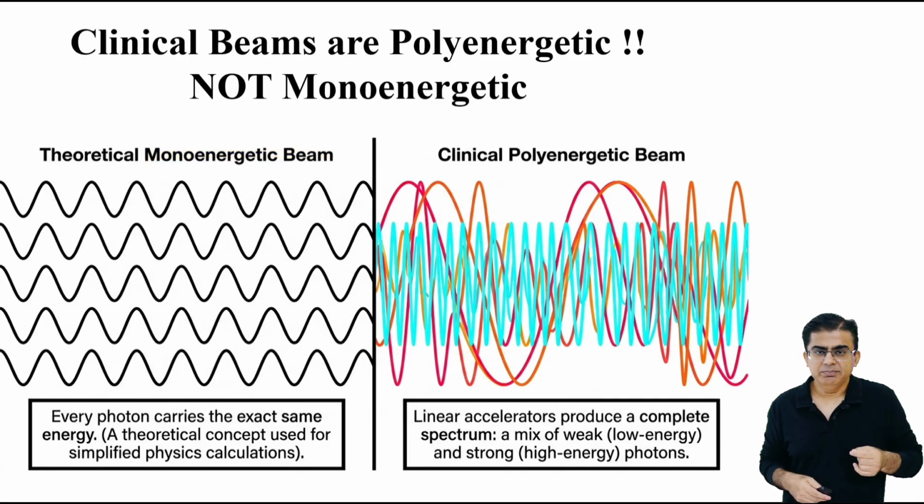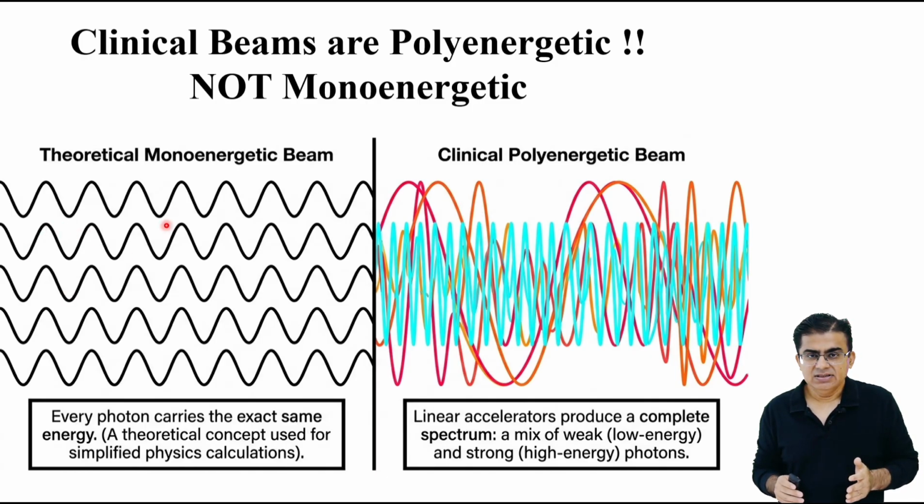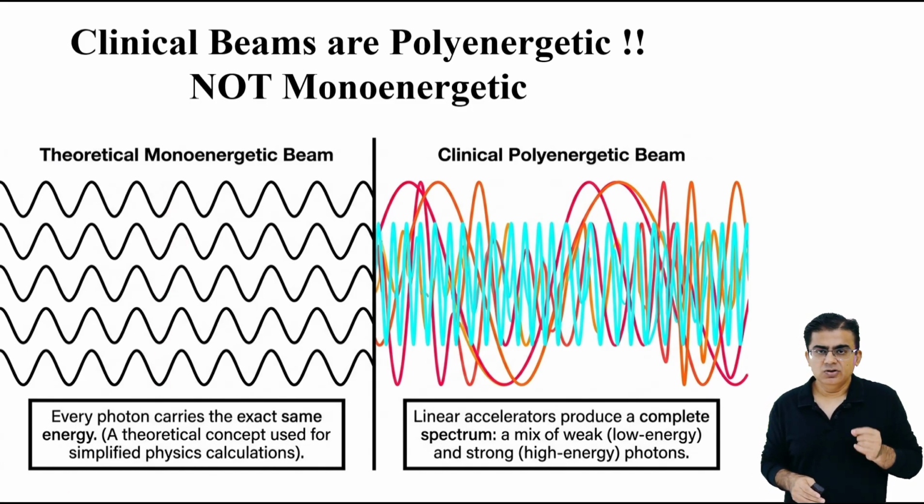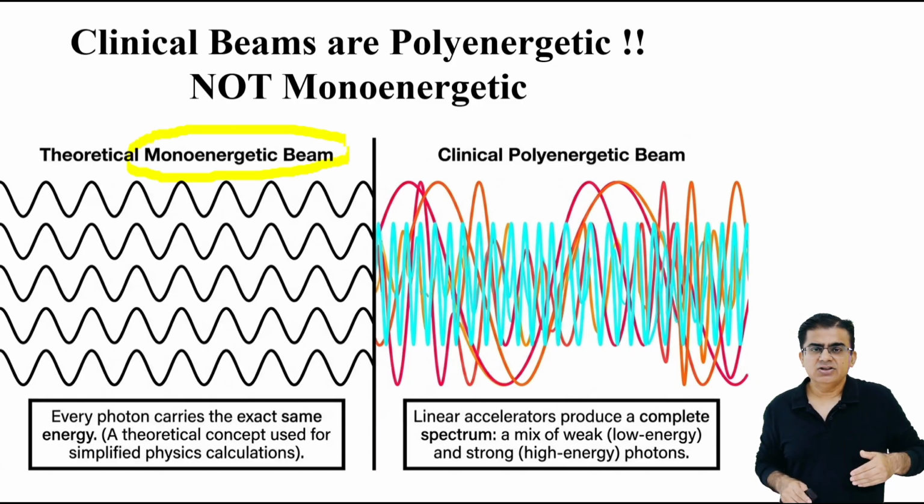The word mono simply means one. This means every single photon in this beam carries the exact same amount of energy. If you look closely, you can see all the black waves look exactly identical. But please remember that this perfect ideal beam does not exist in our reality. It is strictly a theoretical concept. We only use this concept to make basic mathematical calculation much easier.